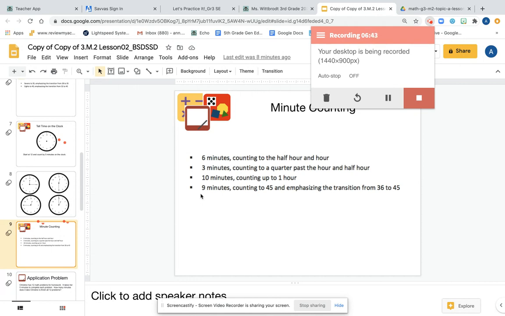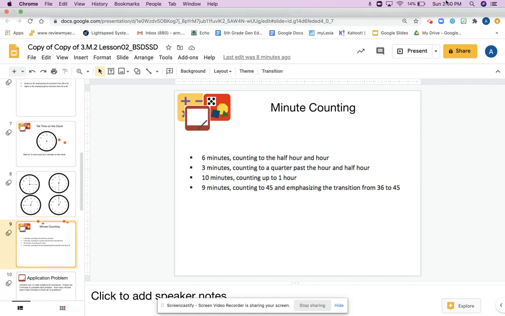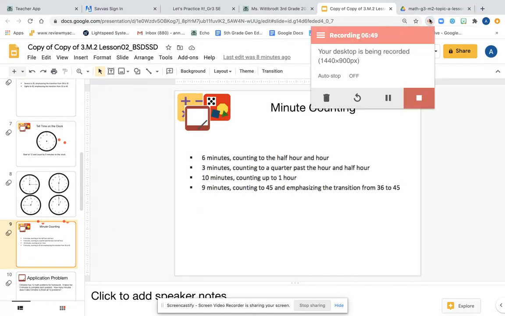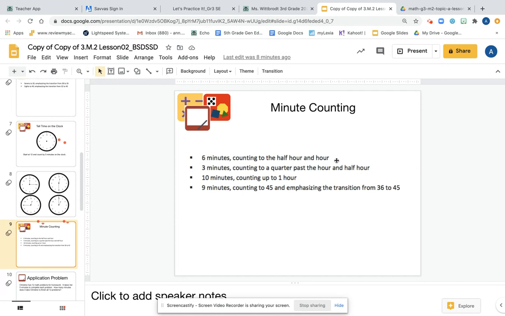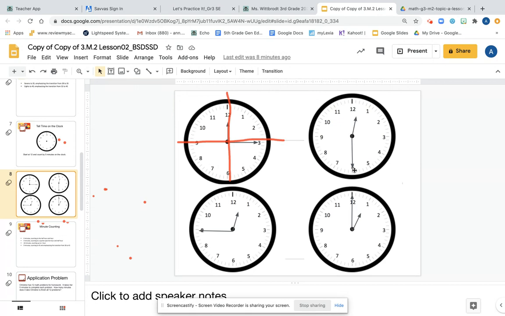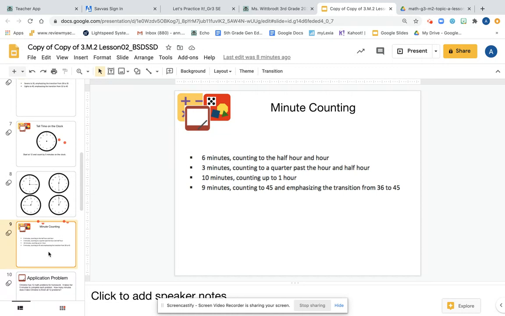So, the next thing we're going to do is the minute counting. So again, you got to prepare for a lot of skip counting today. The first thing we're going to do is count by 6 minutes all the way to half an hour, until the minute hand on the clock would be at the 6. So let's count together. Ready? 6, 12, 18, 24, 30. Stop, because a half hour is 30 minutes. So when it says count to the half hour, that's 30 minutes.